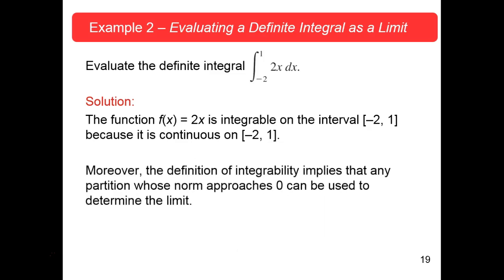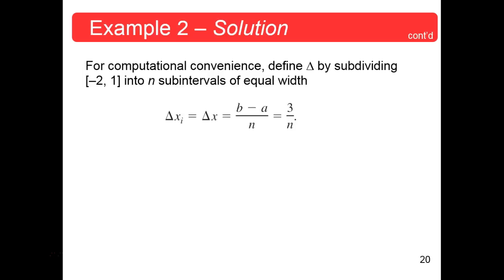Moreover, the definition of integrability implies that any partition whose norm approaches 0 can be used to determine the limit. So why not use the simplest one? We'll use this good old norm here, our definition for delta x sub i to be, all your delta x's, not just the ith one, but every one of them will be b minus a, which is 1 minus negative 2, divided by n, that's 3 divided by n. That's every interval, and that's your delta x in general. And the norm is going to be that too, because that's always going to be the same.